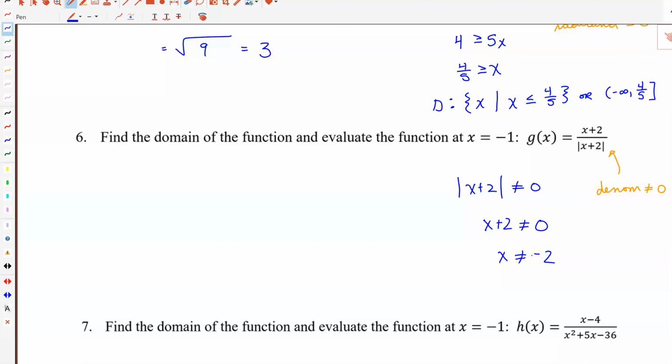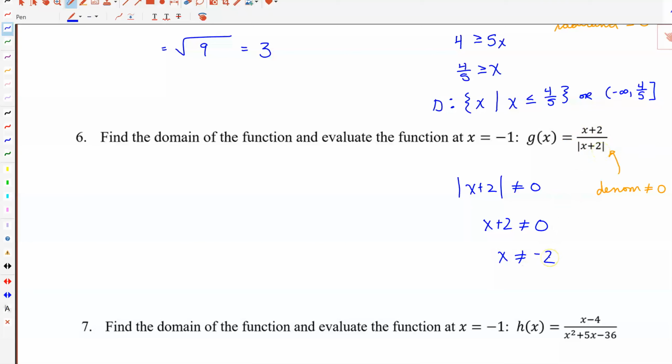If I plug that into my original function, which is g of x is equal to x plus 2 all over the absolute value of x plus 2, and I plug negative 2 in, in the denominator I get negative 2 plus 2, which is 0. The absolute value of 0 is 0, and then I have a 0 in the denominator.